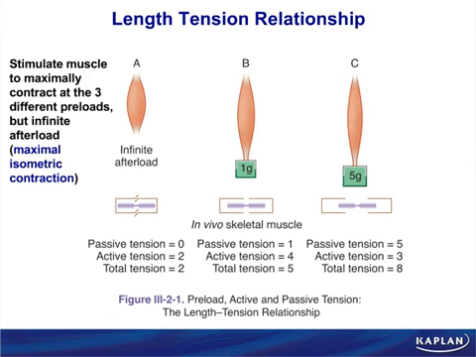In reality, how much that afterload is doesn't really matter. Let's say that you can't lift 100 kilos. Well, it's not going to matter if you're trying to lift 100 kilos or 1,000 kilos. You can't shorten your muscle on either one. It's an isometric contraction either way. So effectively, the afterload is infinite. So again, we're going to put infinite afterload. We're not allowing the muscle to shorten, and we're going to stimulate it to contract at the 3 different preloads, A, B, and C. And we're going to record the active tension.